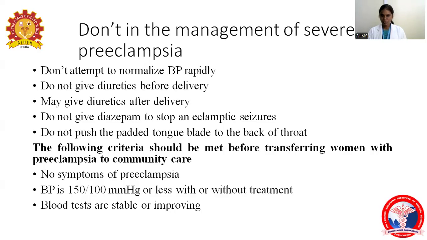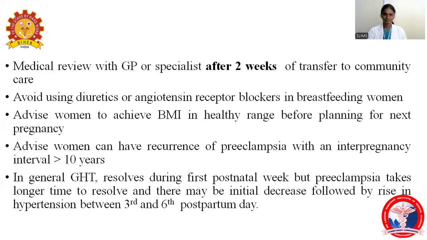The following criteria should be met before transferring a woman with preeclampsia to community care. There should not be symptoms of preeclampsia, and the BP is 150/100 or less with or without treatment. The blood tests should be stable and improving, and we should advise medical review with the general practitioner or specialist after 2 weeks of transfer to community care.